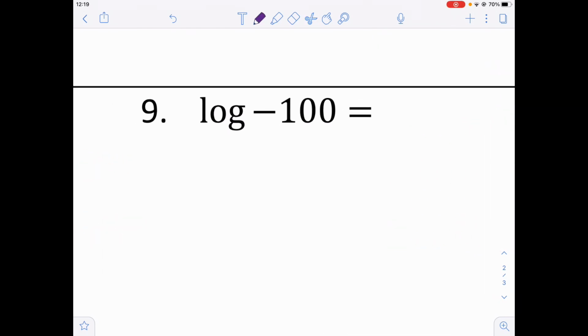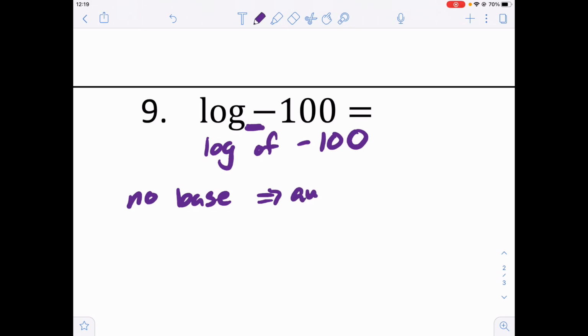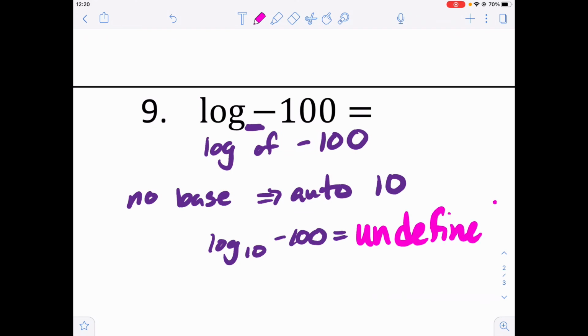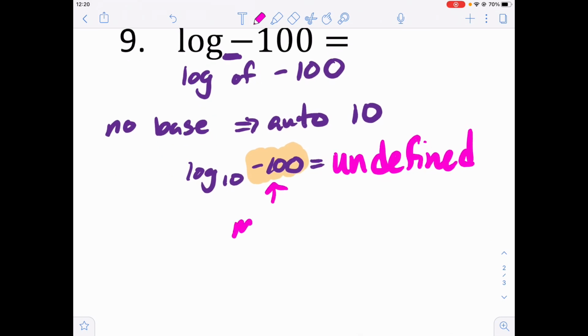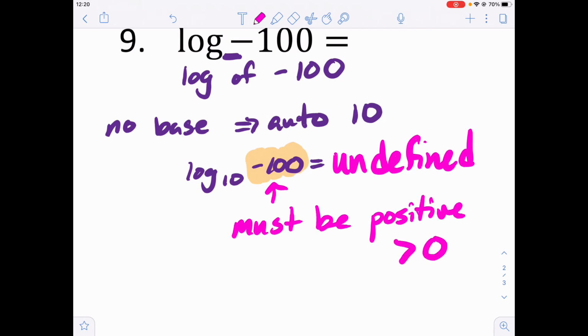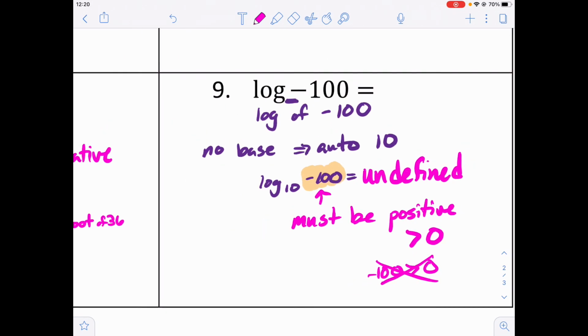This is the log of negative 100. What's our base? I don't see a base, right? There's no base. So that means it's an automatic 10. This is really log base 10 of negative 100. And that's going to be undefined, because the inside of our log must be positive or greater than 0, and negative 100 is not greater than 0, so it's undefined.